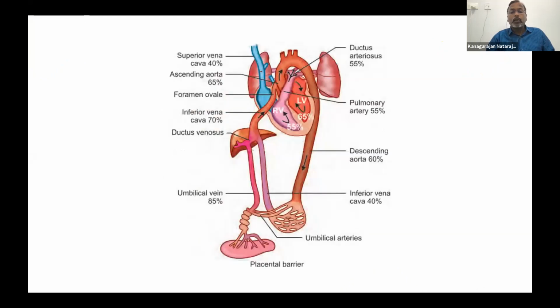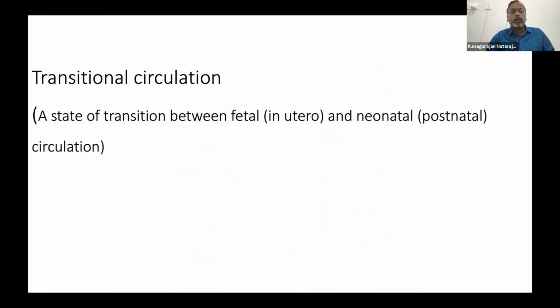So this is how the saturations are distributed. You can see that most of the time it is about 65% even in the ascending aorta, and in the descending it is 60. So it is a relatively hypoxic environment for the fetus.